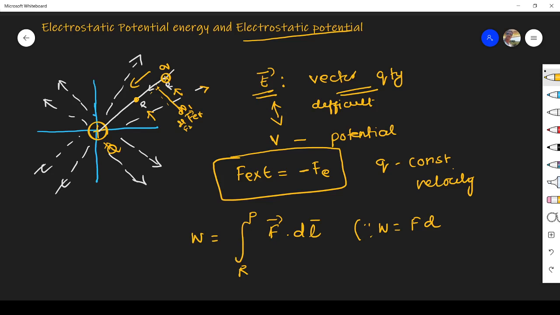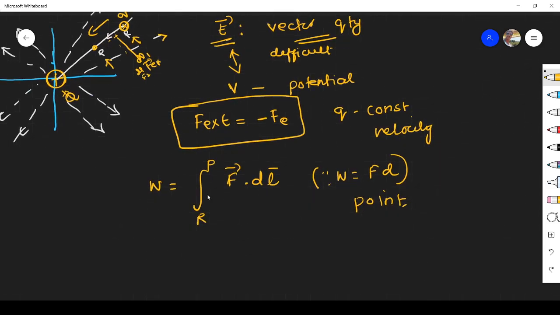So we cannot write W equals F dot d directly in electromagnetics, because we are dealing with everything at a particular point. We have to work with the microscopic structure and move from one point to another, calculating all the values at each point. That's why we go for W equals the integral from R to P. This is nothing but your external force, applied to move a test charge from R to P. We know F external, and we know Coulomb's force.